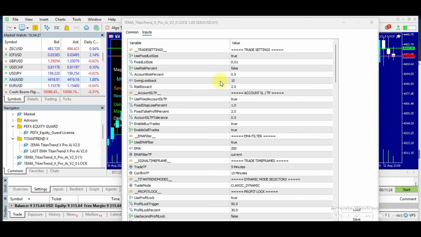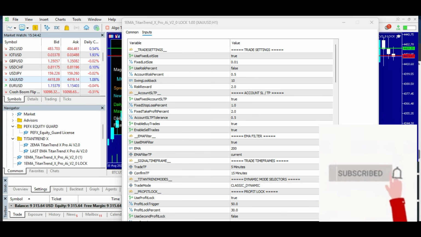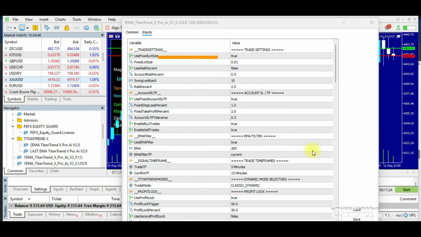Right now I am going to be using both the settings here and the backtest to show you how that one operates. Now when you come here, look at this place. Let me use my marker. When you look here, once this lot size is set to true, that means we are using this feature.